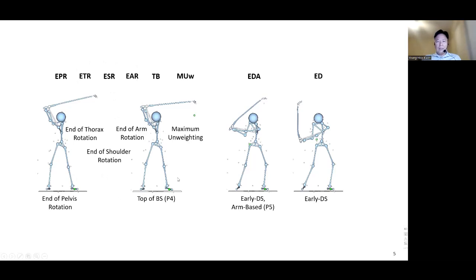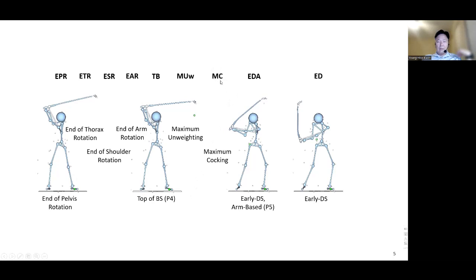And then between top of backswing and the EDA, we can also add some additional events. The first one is maximum unweighting. Unweighting means if you look at the ground reaction force episode, then you'll be able to see the meaning of unweighting. But unweighting means that the vertical ground reaction force is less than the body weight. So when you have the maximum unweighting, this usually occurs between the TB and EDA. When you have really active backswing, then this will occur right after top of backswing. If your backswing is really peaceful and you don't prepare your body that well during the backswing, then this will tend to occur somewhere in the middle of this phase here.